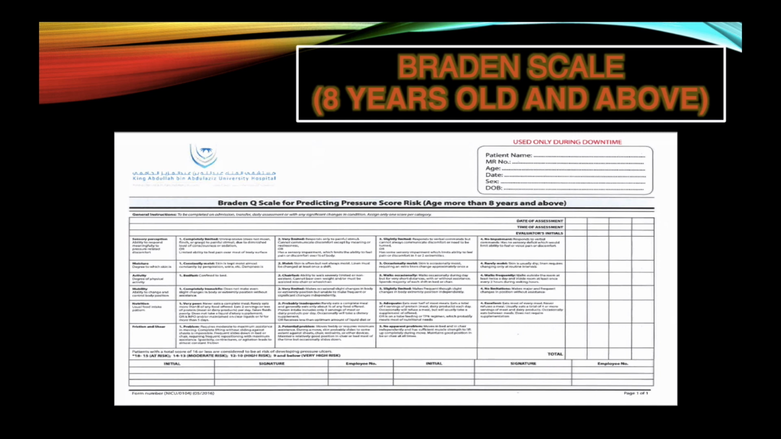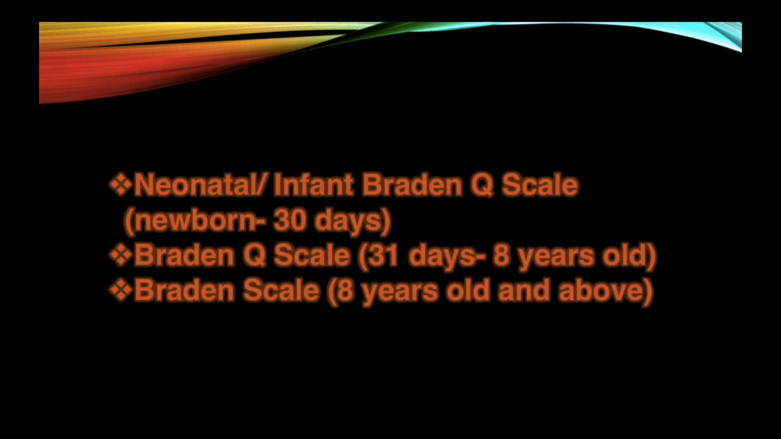Calculate the total score, which depends on the scale to be used. The lower the score, the greater the risk for skin breakdown. Patients scoring 15 to 18 are considered to be at risk. These are the 3 Braden Scale tools to be used for inpatients. But how about the outpatients?